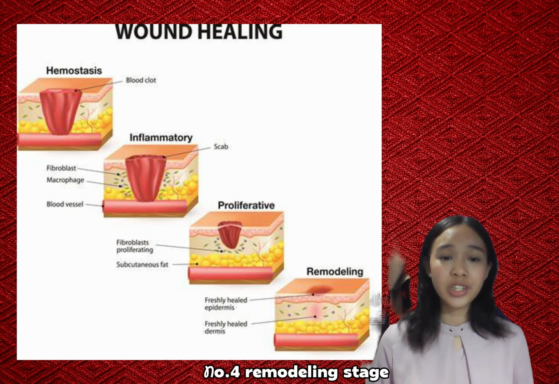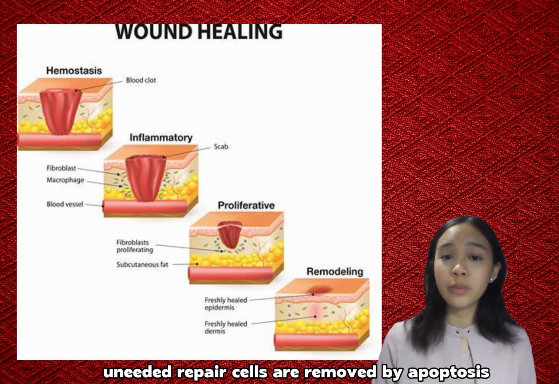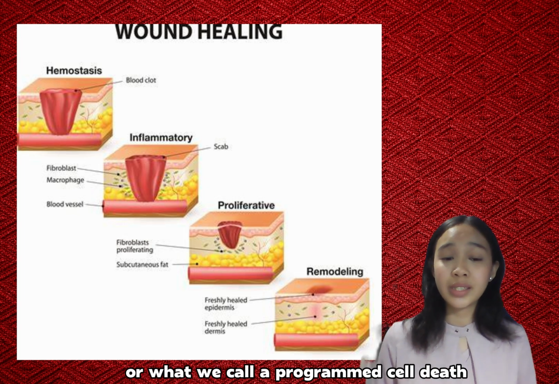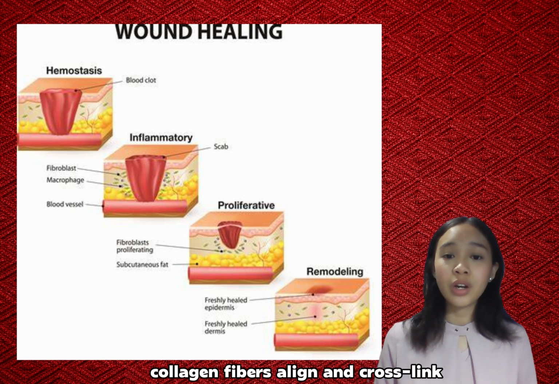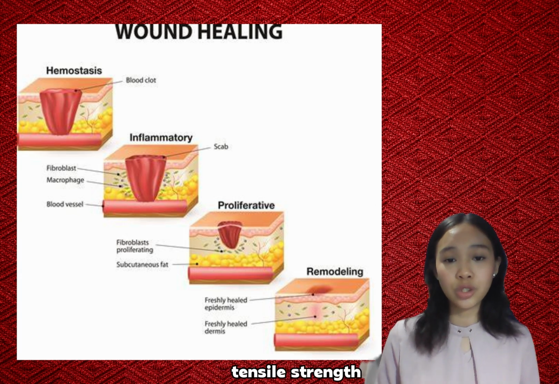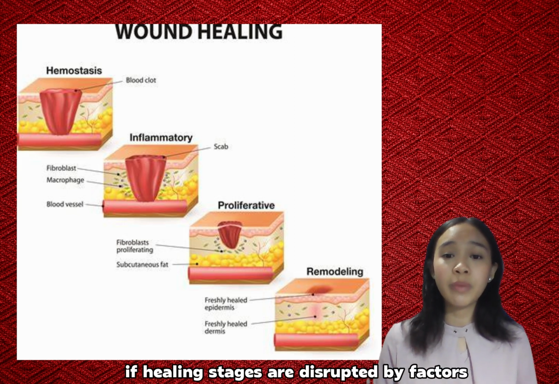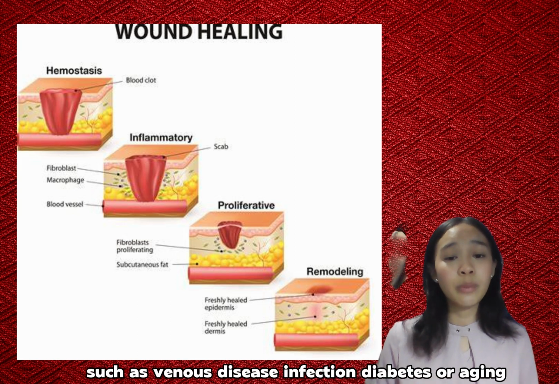Number 4, remodeling stage. Collagen is remodeled from type 3 to type 1, and the wound fully closes. Unneeded repair cells are removed by apoptosis, or what we call programmed cell death. Collagen fibers align and cross-link, reducing scar thickness and increasing the wound's strength, though it only regains about 80% of its original tensile strength. Remodeling can continue for a year or more. Chronic wounds may develop if healing stages are disrupted by factors such as venous disease, infection, diabetes, or aging.